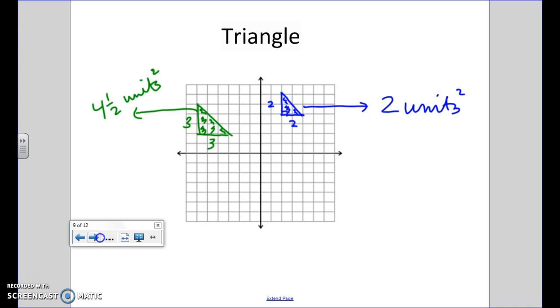Okay. Let's try a 4 by 4. 1, 2, 3, 4. Oops, too far. We'll do 5 by 5. 1, 2, 3, 4, 5. And this time I have 1, 2, 3, 4, 5, 6, 7, 8, 9, 10, then 10.5, 11, 11.5, 12, 12.5.